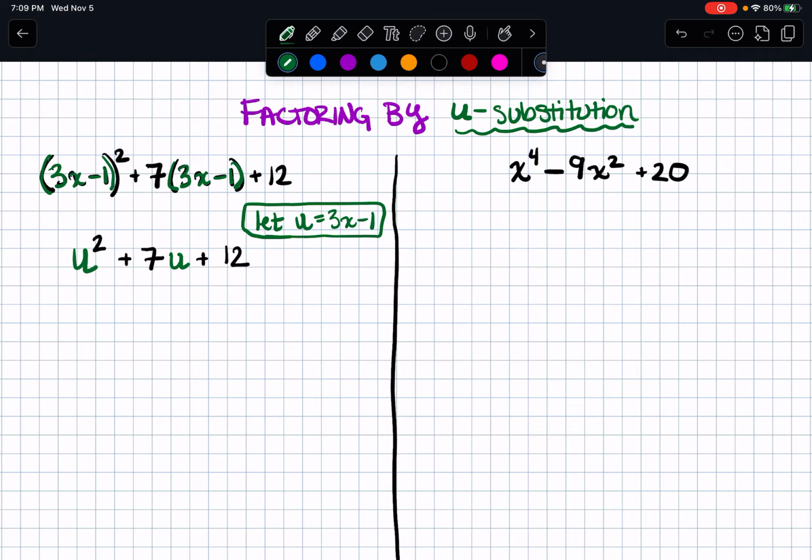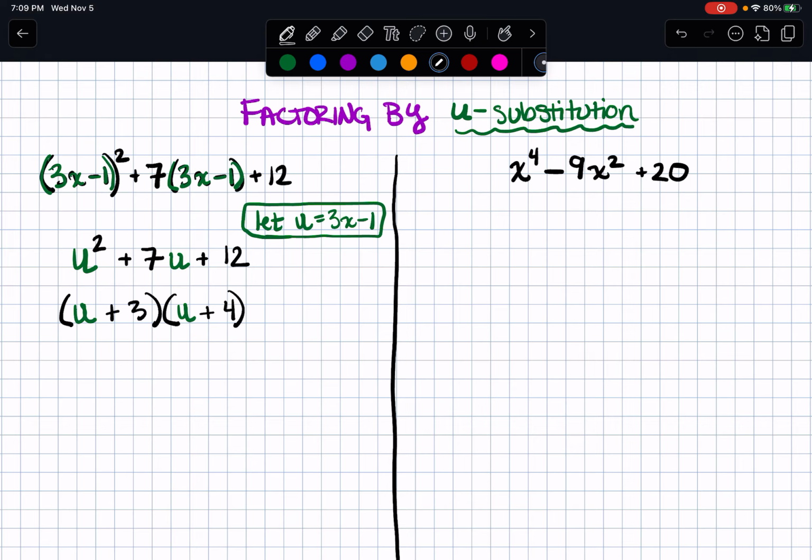I can just focus on the frame around the 3x minus 1, and I can factor this as if it's algebra 1. So remember, we're looking for two numbers that multiply to 12 and add to 7. If I do that, I realize that I'm looking for 3 and 4. So I can see that this problem factors to u plus 3 and u plus 4.